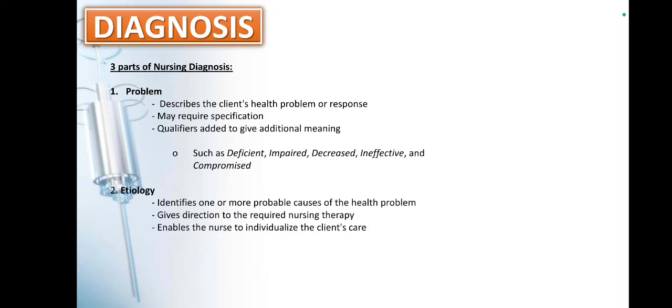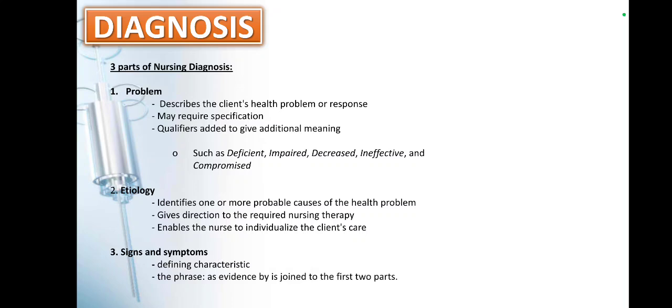Okay, so there are three parts of a nursing diagnosis. So we have here your PES mnemonic, in which P stands for problem. The problem, the first part of the nursing diagnosis, describes the client's health problem or response. And this may require qualifiers to add or give additional meaning, such as deficient, impaired, decreased, ineffective, and compromised.